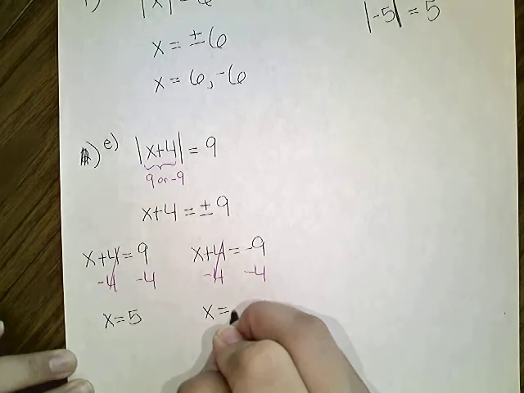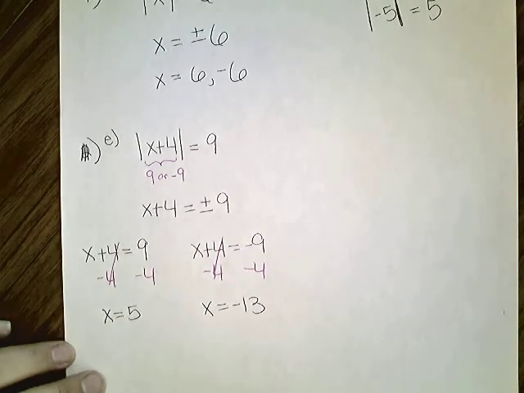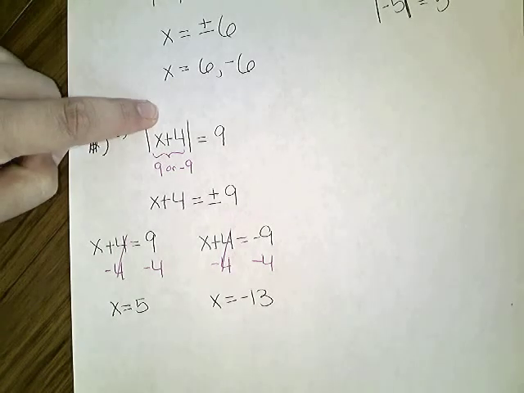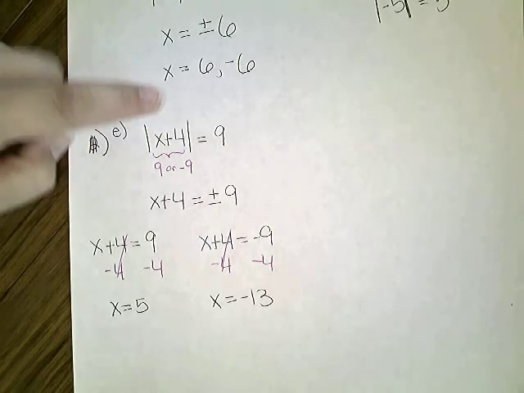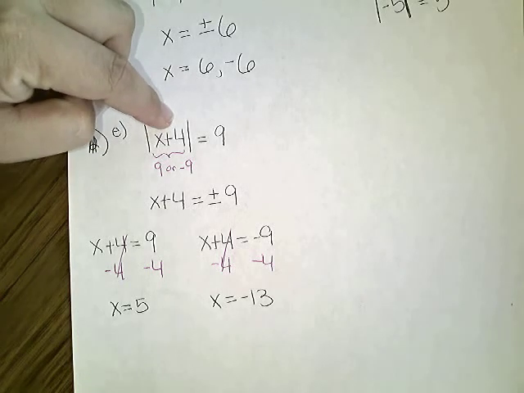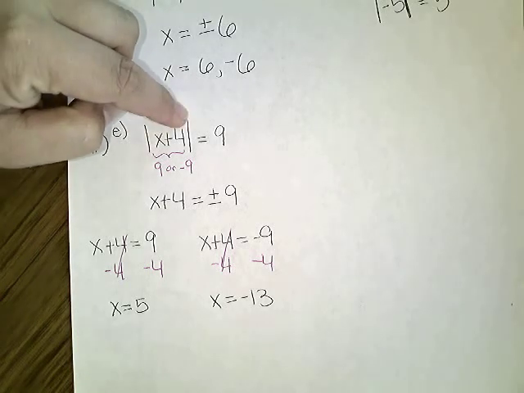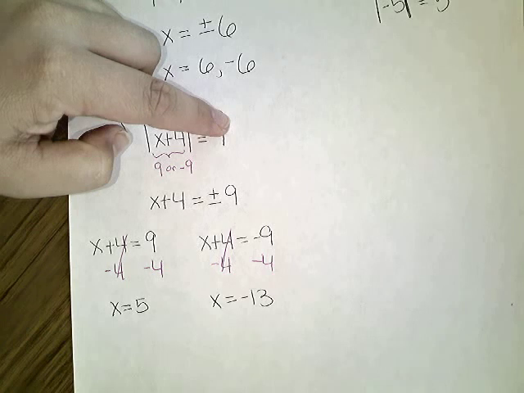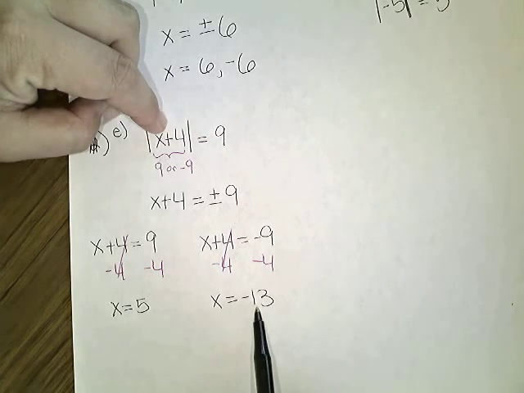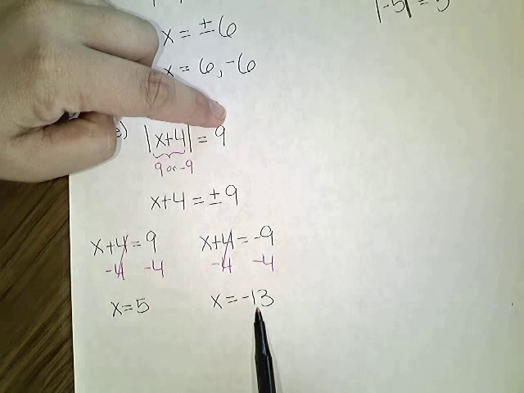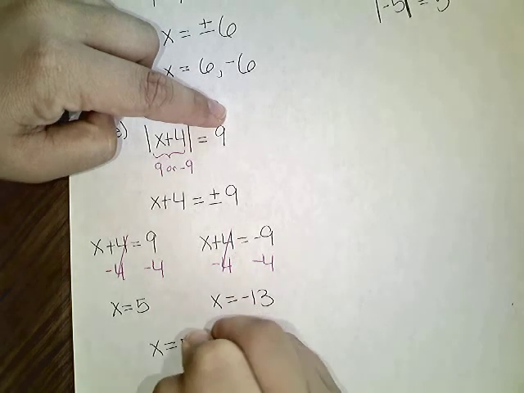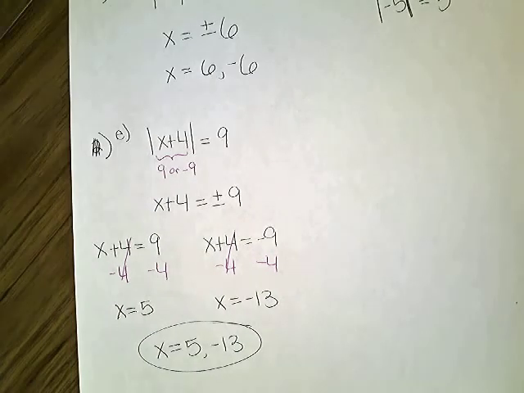And x equals -13. So what this is telling us is if we plug in 5 into this absolute value, we're going to end up with 9. So 5 plus 4 gives us positive 9. The absolute value of positive 9 is still 9, which works out. -13 plus 4 gives us -9. The absolute value of -9 is still 9, so that works out. So your answers are 5 and -13.